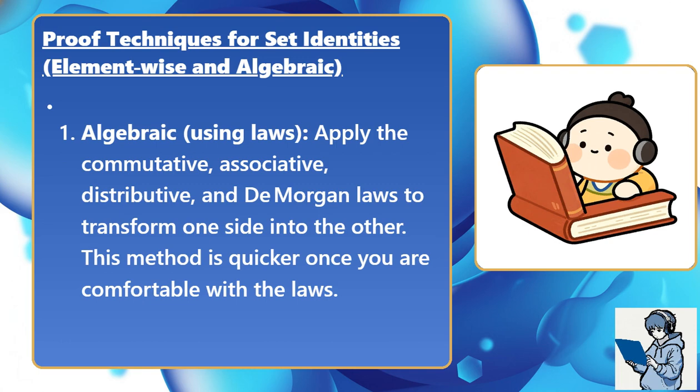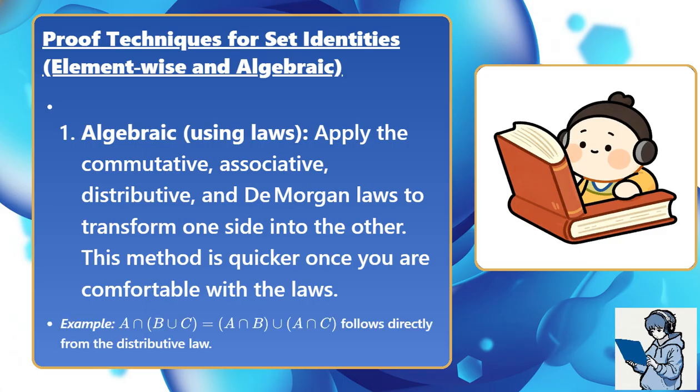Algebraic proof using laws: apply the commutative, associative, distributive, and De Morgan laws to transform one side into the other. This method is quicker once you are comfortable with the laws. Example: A intersect (B union C) equals (A intersect B) union (A intersect C) follows directly from the distributive law.